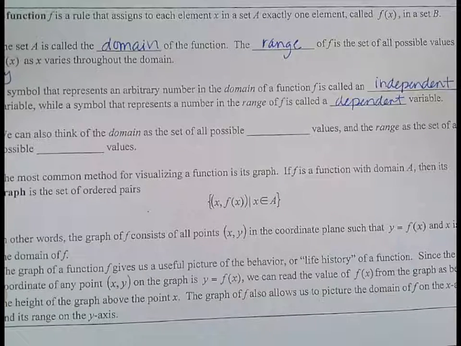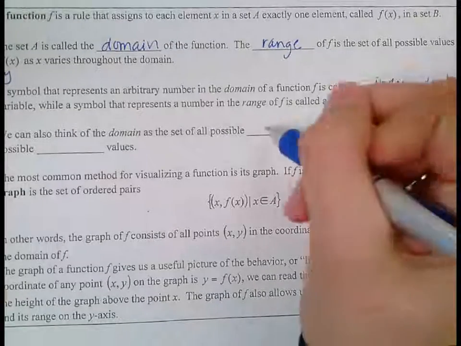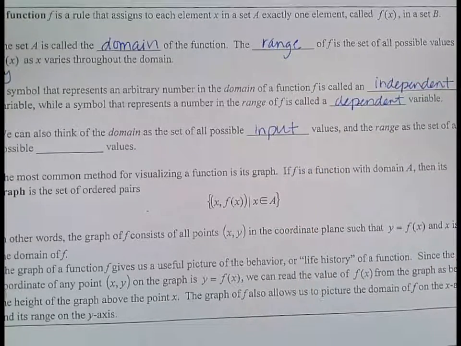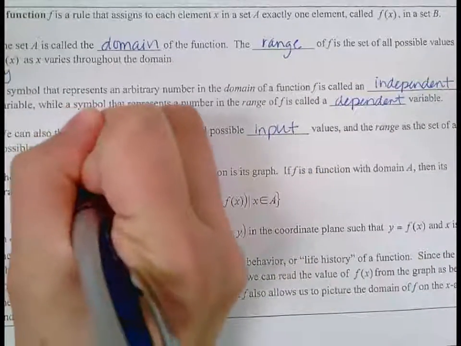Good questions. Please ask questions like that, because I try to use the terminology that's not only in the book, but you see this terminology throughout the class. So you'll see arbitrary quite often. But we can also think of the domain as the set of all possible input values, and the range as the set of all possible output values.